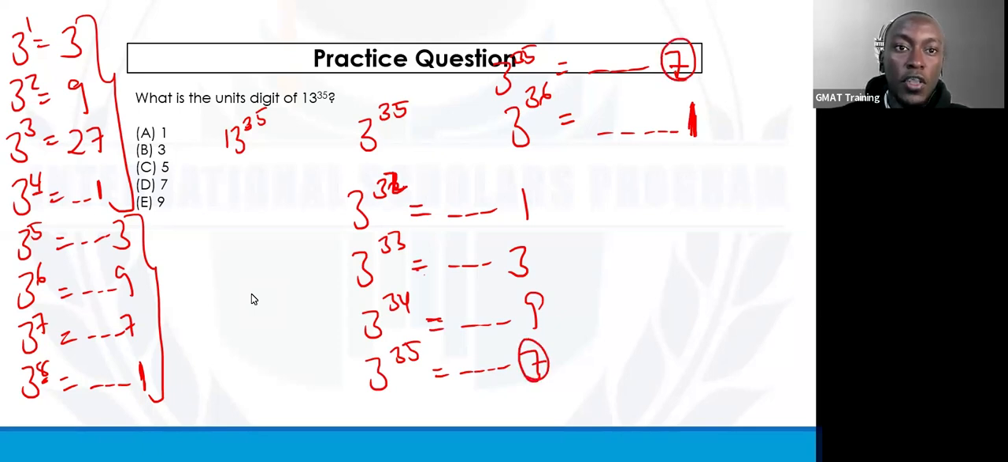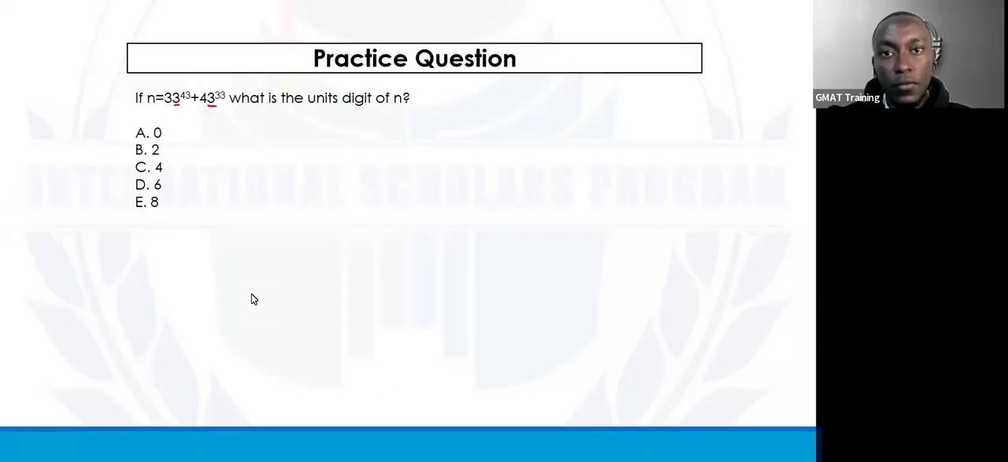Right, so what's the units digit of 13 to the power 35? It's the same as the units digit of 3 to the power 35, which is 7. Answer choice D. Right. I hope you've paused the video and tried the question. Now I'll do it for us.